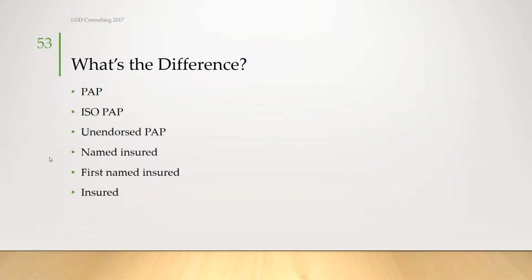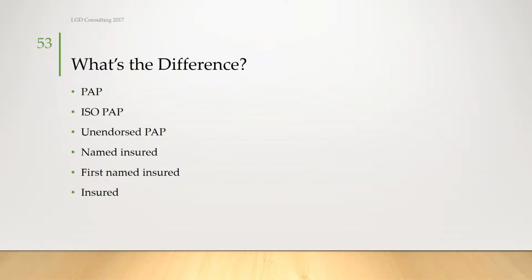The named insured is someone who's named on the policy, like Jack and Jill own the car, so they're both named. I said Jack and Jill, that means the first named insured is Jack. That means the first named insured controls it. So even though Jack and Jill are both named on the policy, the first named insured can cancel the policy, is responsible for paying the premium, and can request changes to the policy.